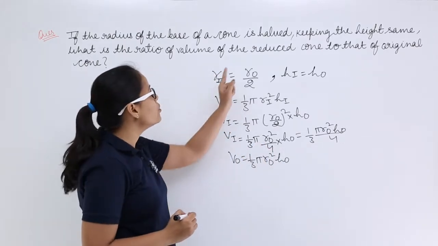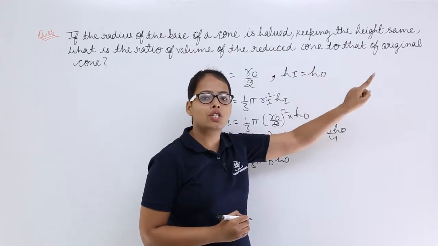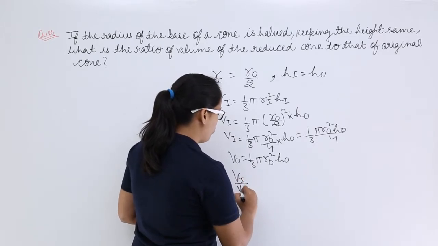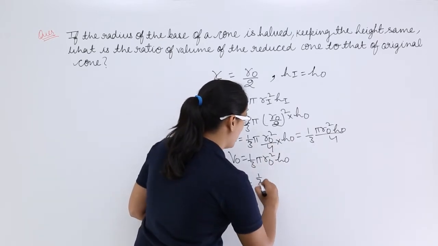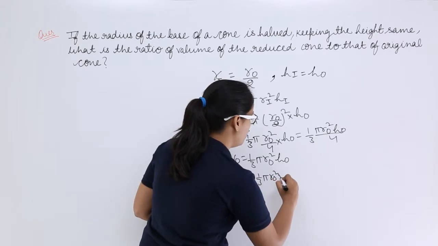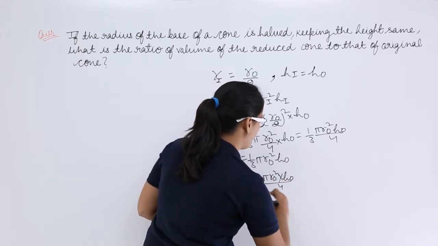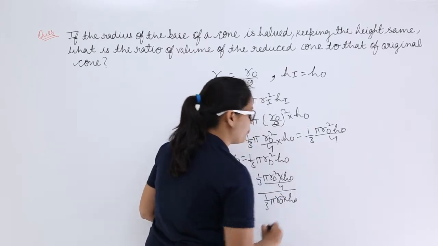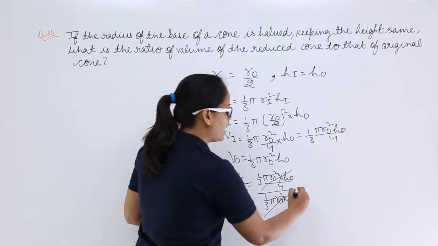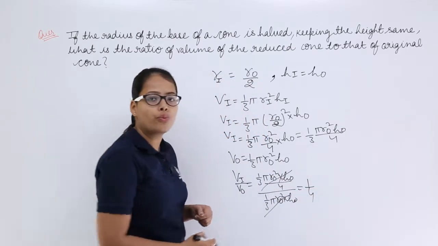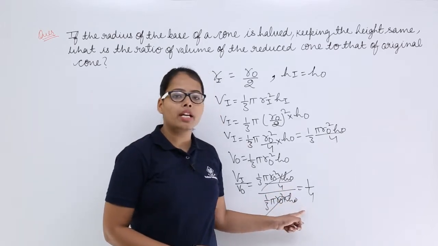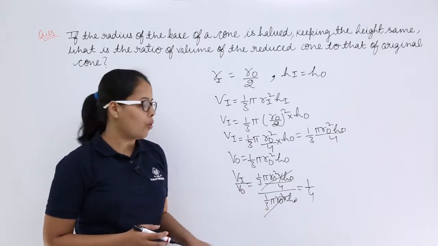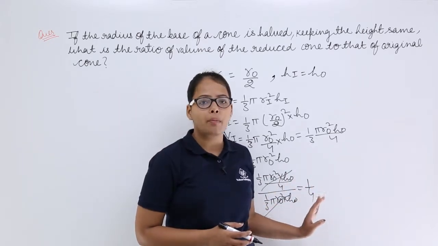Now you need to take the ratio of the reduced cone to the original cone, which means the ratio of VI to VO. So here this is 1/3 of pi RO square into HO divided by 4, divided by 1/3 of pi RO square into HO. Here this and this will cancel out and you will get the ratio. The 4 in the denominator of the numerator will come to the denominator of this ratio of VI to VO, which is 1/4.